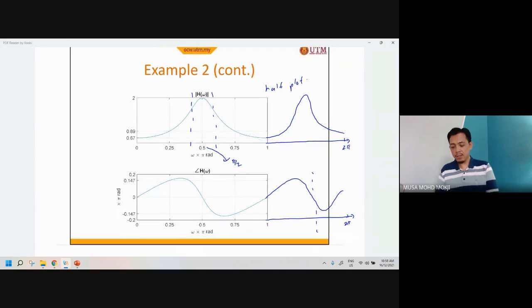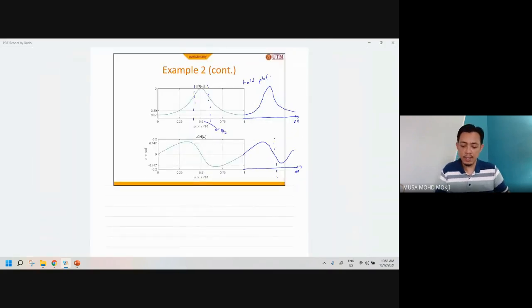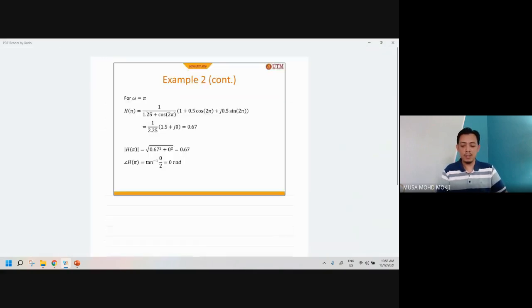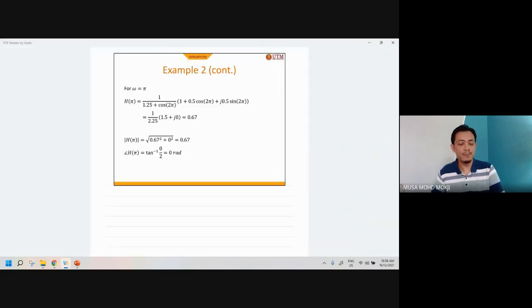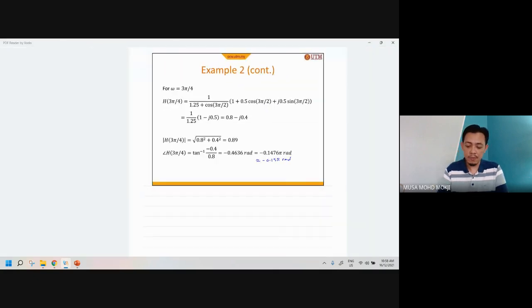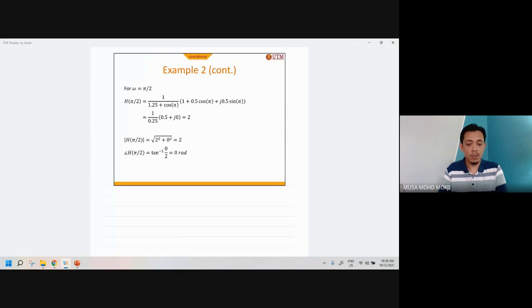Right, so this shape is a band pass. Any questions? So we finish the second example. We have seen more calculation, more maths here. Most of it is actually solving the maths. The basic is we need to get the real value, we need to get the imaginary value, and then we can compute the magnitude and phase. And this is what we call a frequency response.